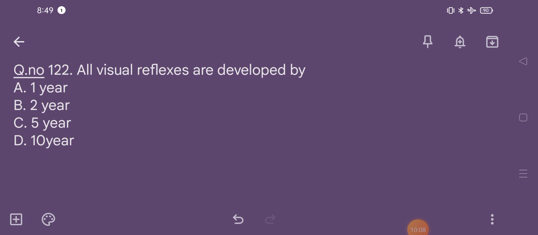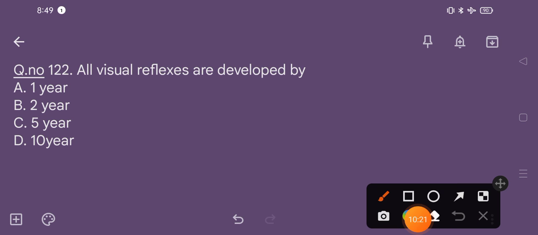Question number 122. All visual reflexes are developed by: option A, 1 year; option B, 2 years; option C, 5 years; option D, 10 years. The correct option is option A, that is 1 year.